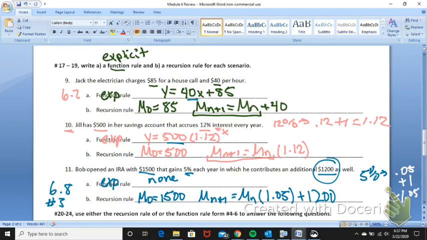So we have to be careful with this one, make sure that we recognize that we're not going to have an explicit, we're only going to have our recursion, and that we make sure we add this 1,200 there. So I'm going to stop this video right here. This is going to be part 1, and then the rest of the worksheet is going to take a little bit more work than these first few problems, so that's going to be in the second part of this video, or of this worksheet.